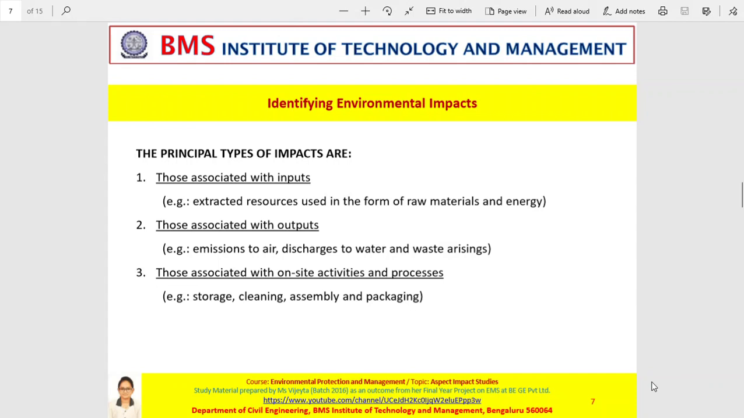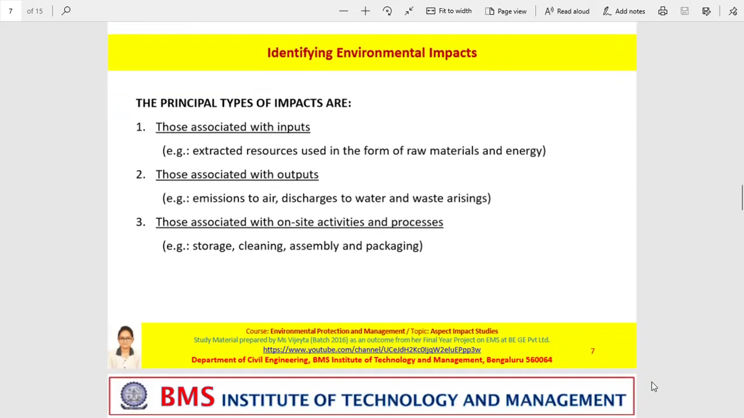2. Impacts associated with outputs. They are the impacts that are caused during production, that is pollution to the environment through air emissions, wastewater discharge, solid waste generation, etc. And 3. Impact associated with on-site activities and processes. These are the impacts that are caused during storage, cleaning, assembly, and packaging. They can cause pollution in case of storage and cleaning if not done properly, and loss of material and resources in case of assembly and packaging when they are not carried out as per norms.